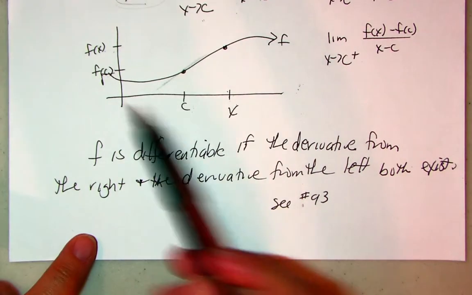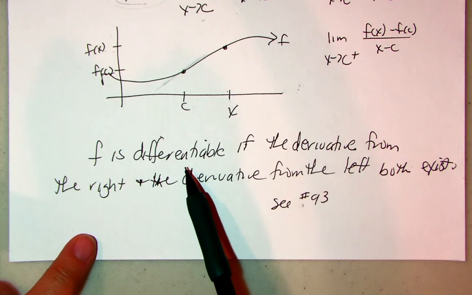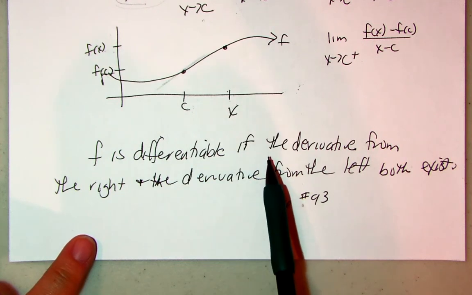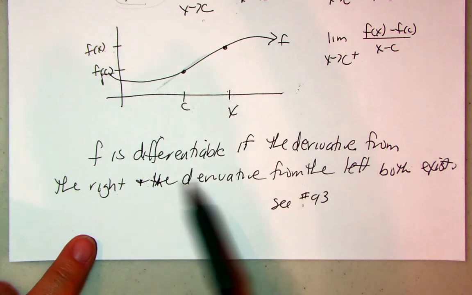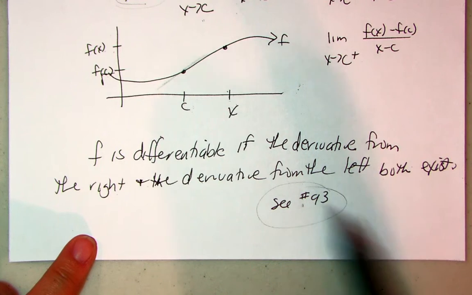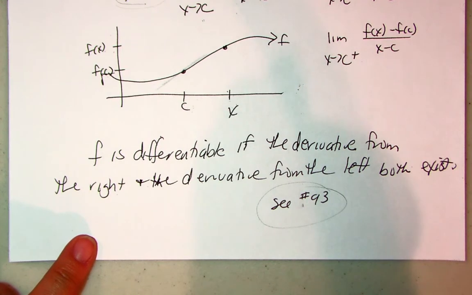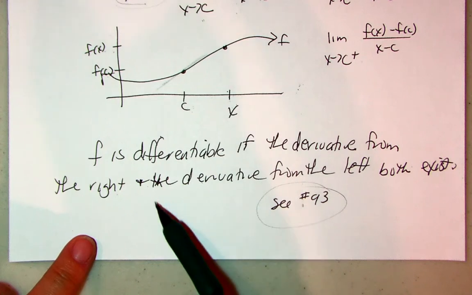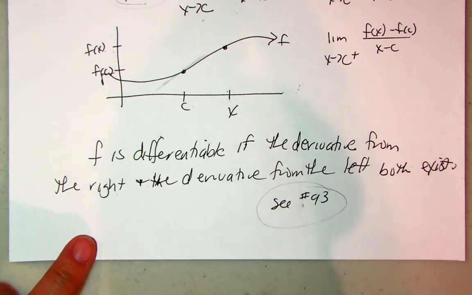F is differentiable, in other words, I can take the derivative, if the derivative from the right and the derivative from the left both exist. And we're going to do that in problem number 93 today. So again, I'm going to be giving you some information, and then we'll work it through with a few problems.